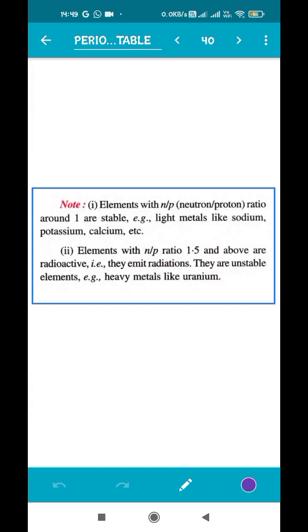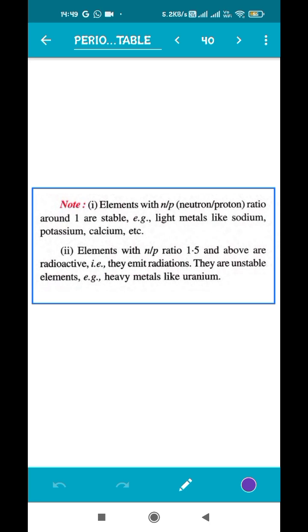Also in elements where the neutron-proton ratio is around 1, if you consider the number of neutrons and the number of protons and find their ratio and it is almost equal to 1, like 0.9, 1.01, these types of elements are stable. They do not show any type of radioactivity. Now what is radioactivity? You will study about this in much more detail in physics, but let me just tell you a little bit about it.